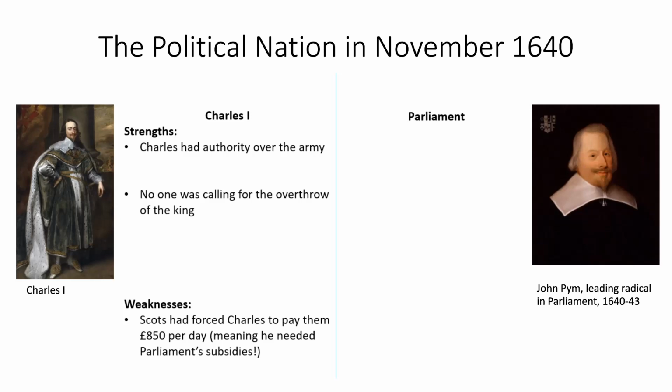So it means that he needs Parliament's subsidies in order to pay the Scots, and that means he's in a difficult position, because you'll remember that Parliament like to use their subsidies to control the King's actions. They like to address their grievances before they pass subsidies through. So Parliament is going to want to pass some of their grievances before giving Charles this money. It puts Charles in quite a weak position, because he's got this Scottish army pressuring him in the north, and he's got Parliament saying, we'll only give you this money if you accept our grievances. He's stuck in the middle of those two very difficult stances.